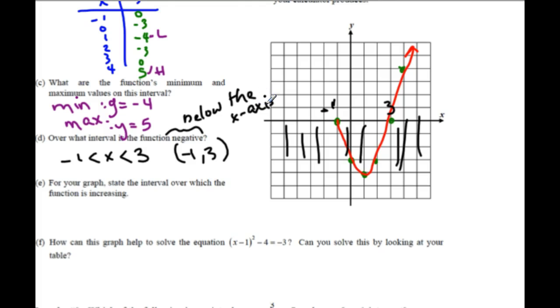For your graph, state the interval for which the function is increasing. Now think about that. When is the function increasing? Increasing is when it's going up. So look at your graph here. You can see from 1, which is right at this point, your graph keeps going up. So it's increasing from 1 to 4, or you can write it as 1 to 4 with the brackets.